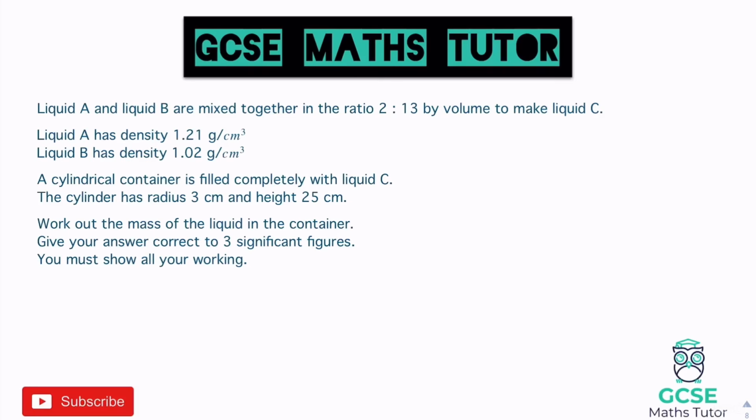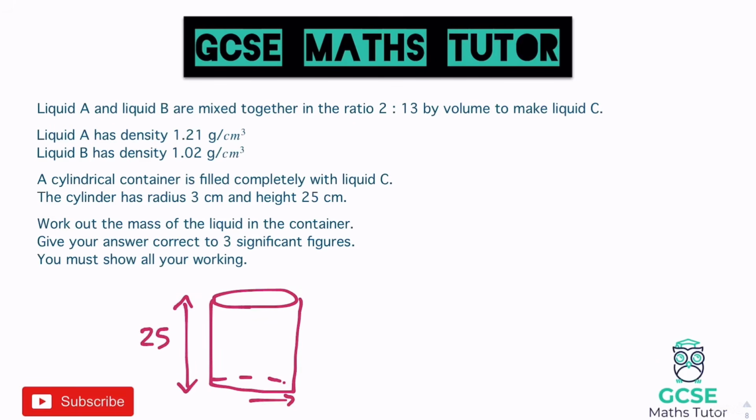Now obviously with this sort of question, we've not been given the actual volume of either of the liquids, but it has told us that it's a cylindrical container. So if we imagine what this looks like, we've got a cylinder, it's got its base, as best drawn as I can, and it's got a height of 25 and a radius of 3. To know the volume of this shape, you need to know the formula for the volume of a cylinder. The formula is volume equals pi r squared, the area of the base, multiplied by the height, pi r squared h.